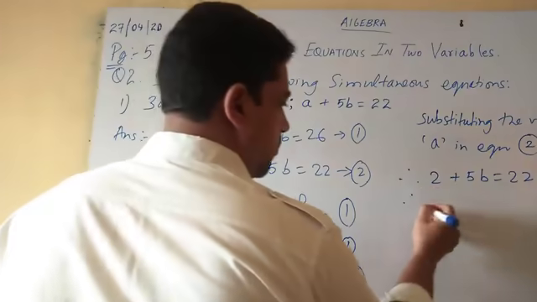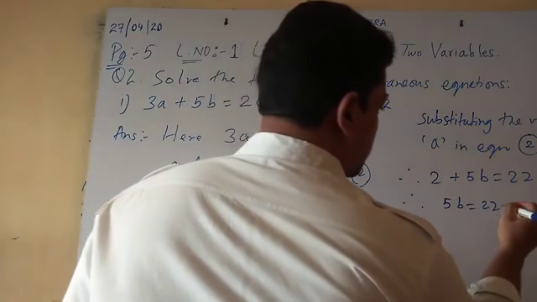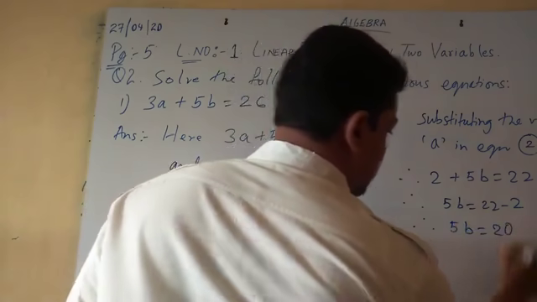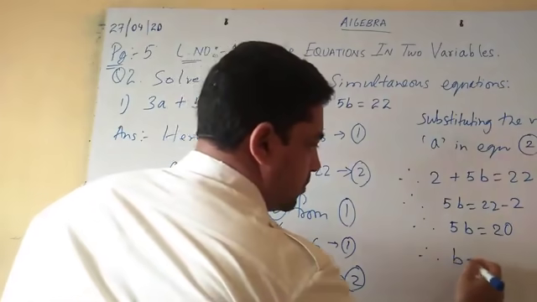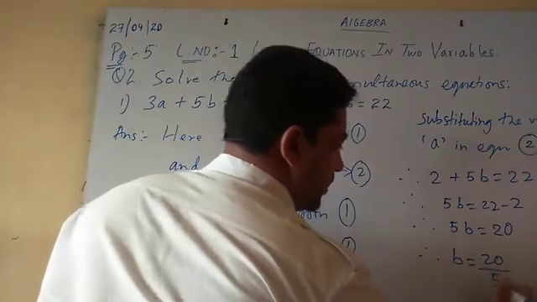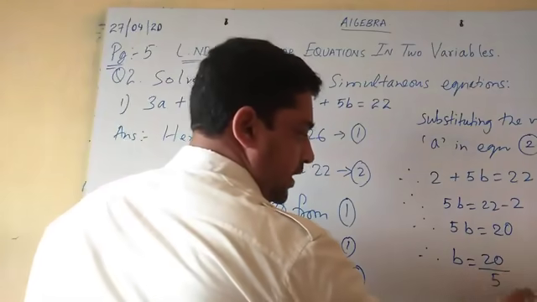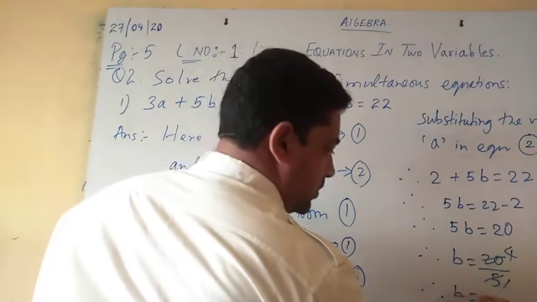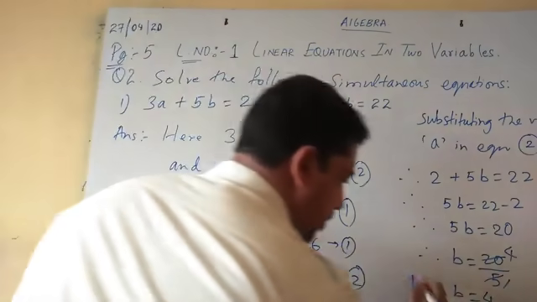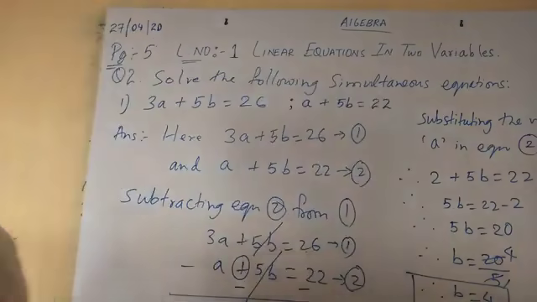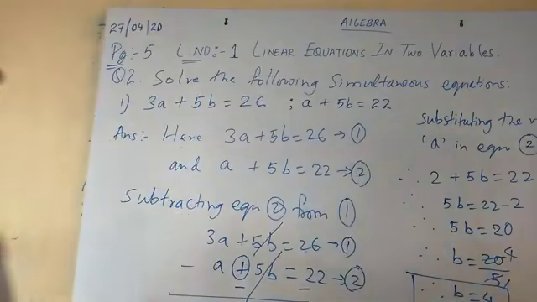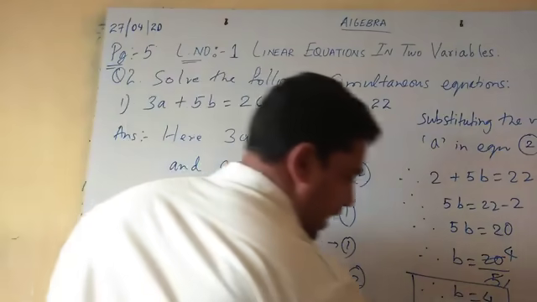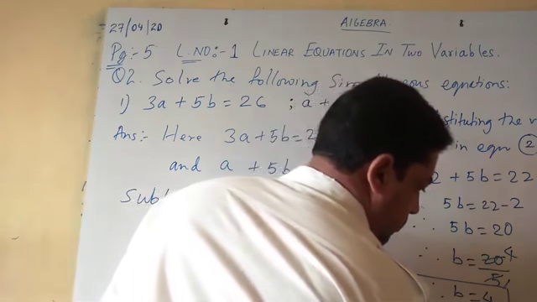Therefore 5b is equal to 22 minus 2. Therefore 5b is equal to 20. Therefore b is equal to 20 upon 5, which can again be divided. 20 can be divided by 5, so 5 fours are 20. Therefore b is equal to 4. So here we have got the value of the second variable also. Correct? So I can write the final answer. Therefore a is equal to 2 and b is equal to 4.